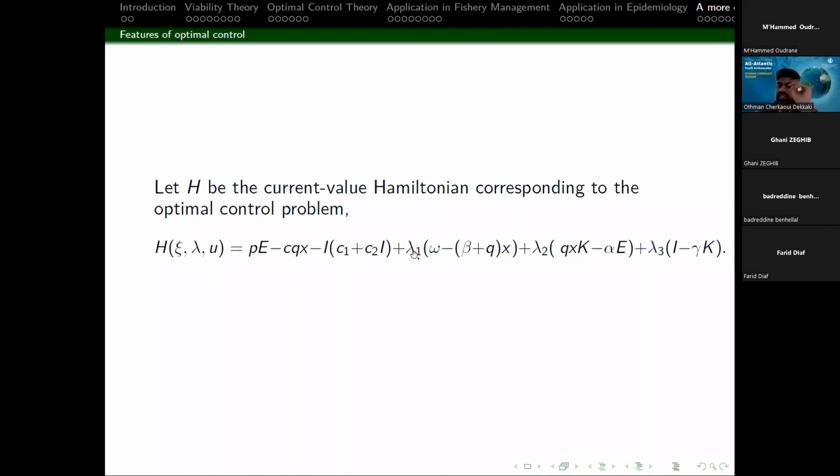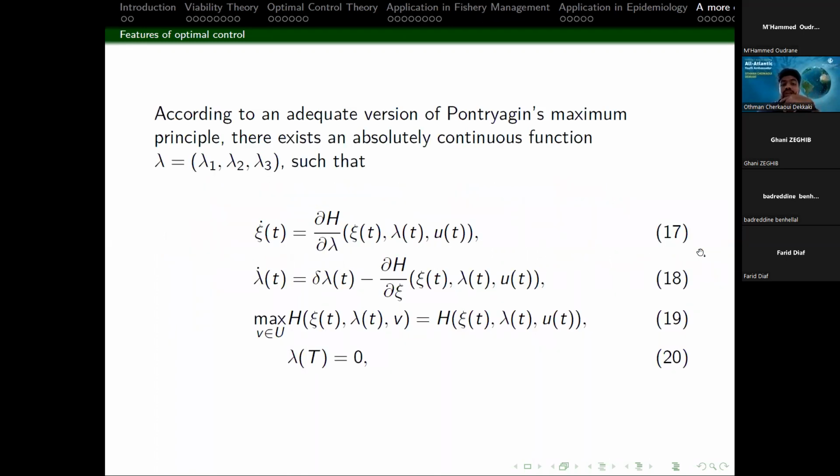This is why we call them co-states, because each co-state depends on a state, meaning lambda 1 depends on x, lambda 2 depends on e, and lambda 3 depends on k. Now we are going to use optimal control theory, or an adequate version of the Pontryagin maximum principle. So we have lambda 1, lambda 2, lambda 3, and we have the four different equations. I'm going to explain the four different equations.